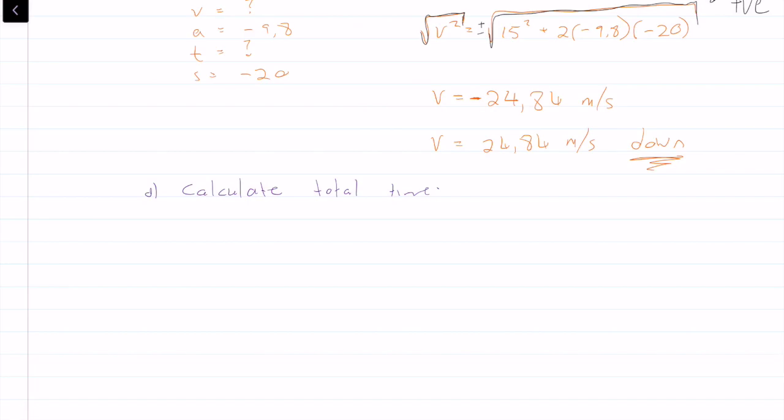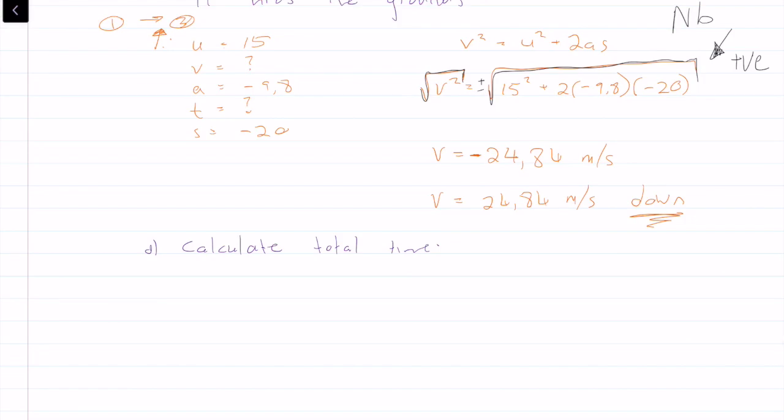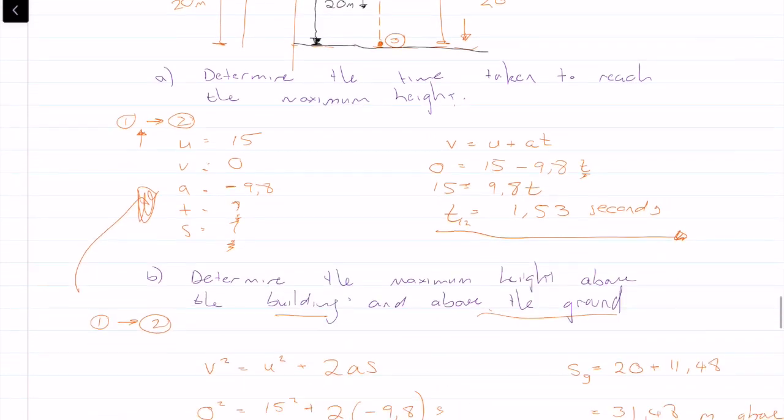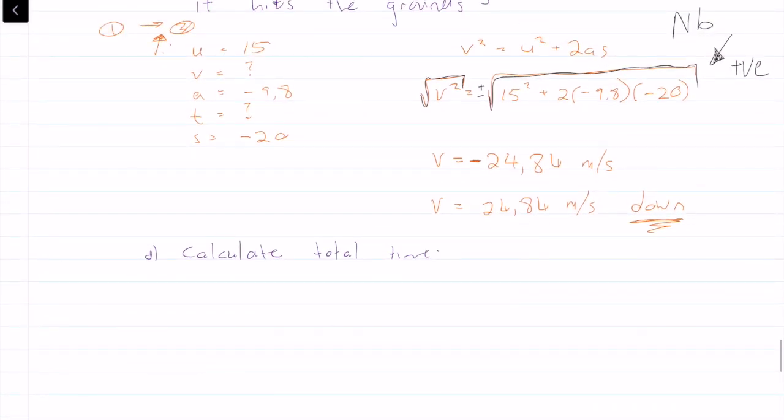Okay, and we get on to question D, calculate the total time. To calculate the total time, again, I am going to just use the UVATs that I used before, because I care about the time taken all the way from point 1 to point 3. So with that said, let's see what equation I can use. I think I can use the equation S equals ut plus a half at squared.